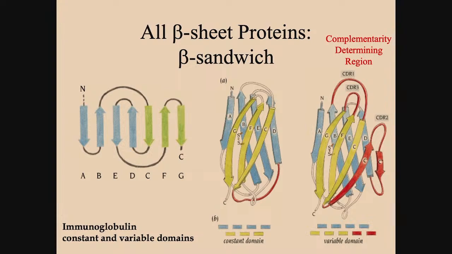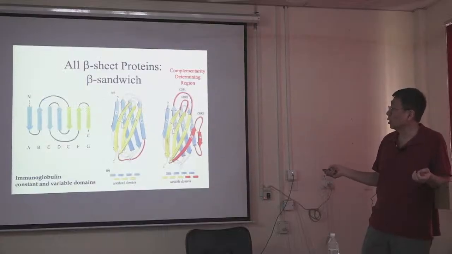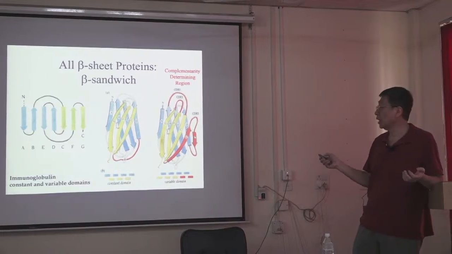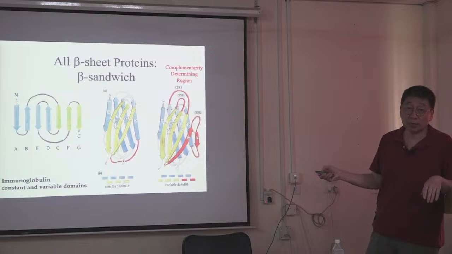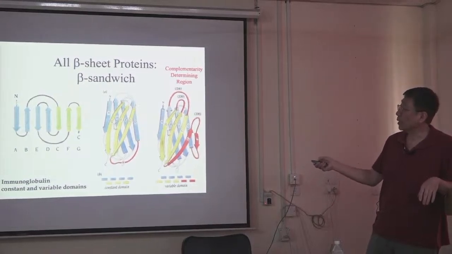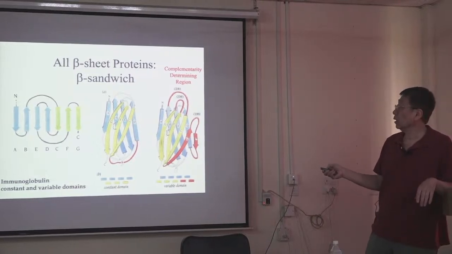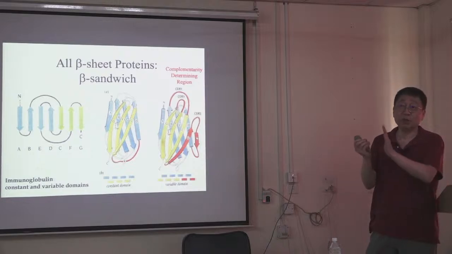Immunoglobulins, antibodies, have constant and variable domains. They have the same fold, but you can see the variable domain has two extra beta strands. But let's start from the constant domain. You can see the structure is a beta sandwich with 4 strands in blue in the back, 3 strands in green in the front. And where is the hydrophobic core? Between the sheets.